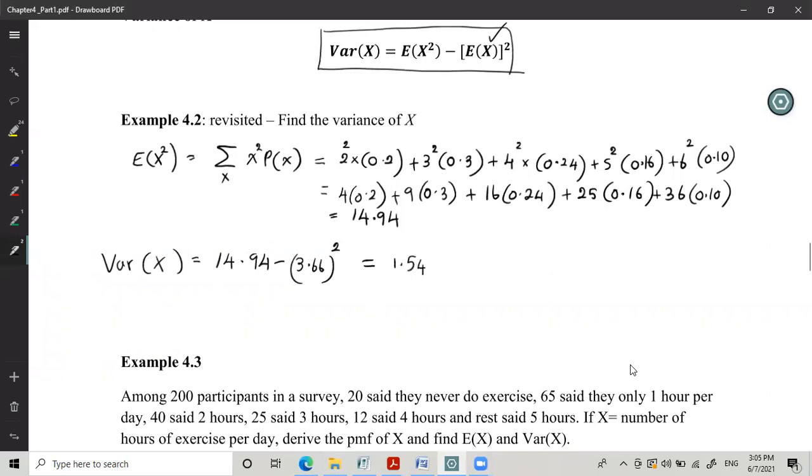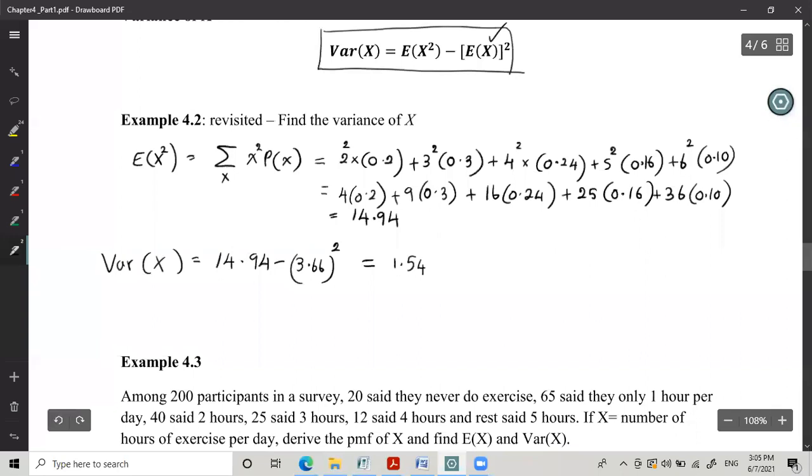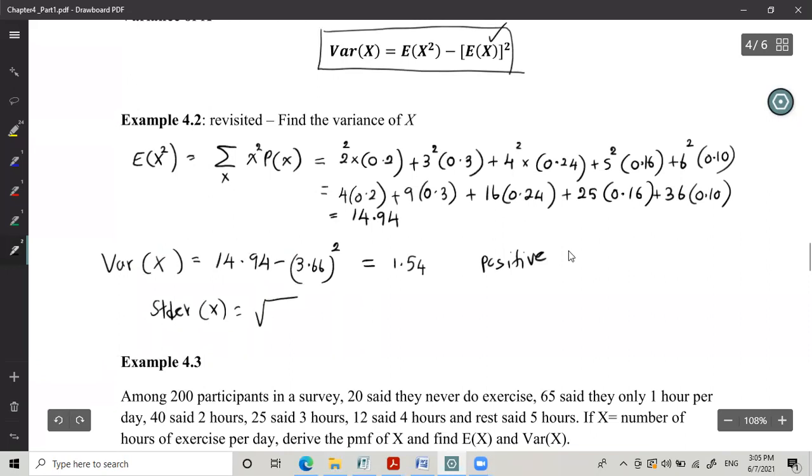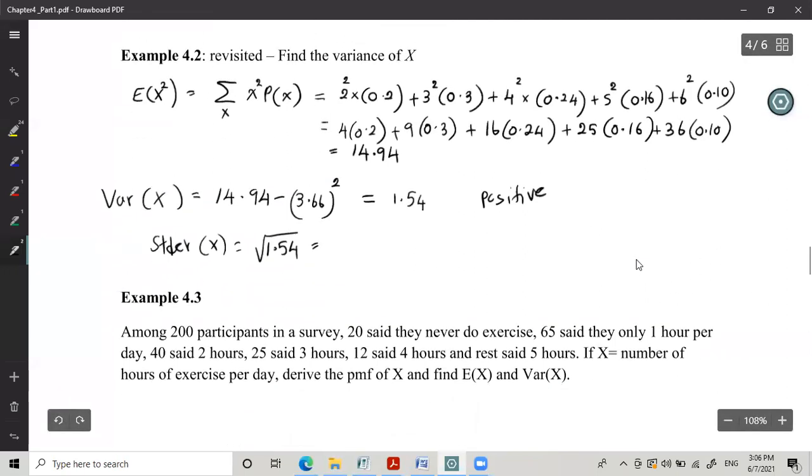And remember, I hope you can remember the characteristics of variance. Variance cannot be negative. So after you get the answer for variance, always check the value. If you get a negative value here, that means your calculations are wrong somewhere. This should be always positive. And what is the standard deviation then? Standard deviation of x is the positive square root of 1.54. You can find it. Right. So this is how you find the variability and the average of a given discrete random variable when you have a PMF.